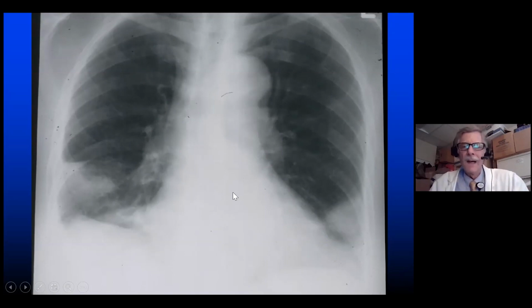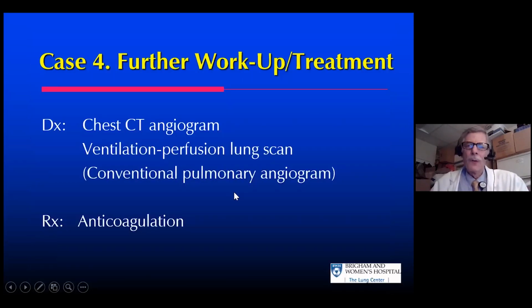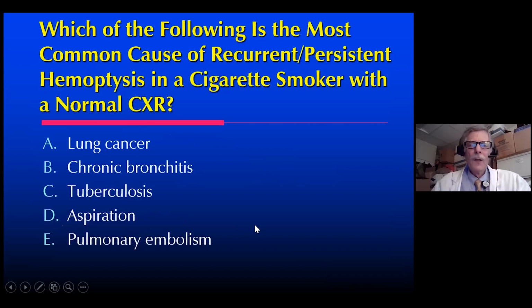It's not common. And so what are we going to do to work up this patient's hemoptysis based on x-ray findings? Probably a CT angiogram if renal function allows, maybe a ventilation perfusion lung scan, and rarely do we still need conventional pulmonary angiograms. And paradoxically, to treat hemoptysis in this patient, anticoagulation. So we focused on the abnormal x-ray guiding our workup and treatment of hemoptysis.